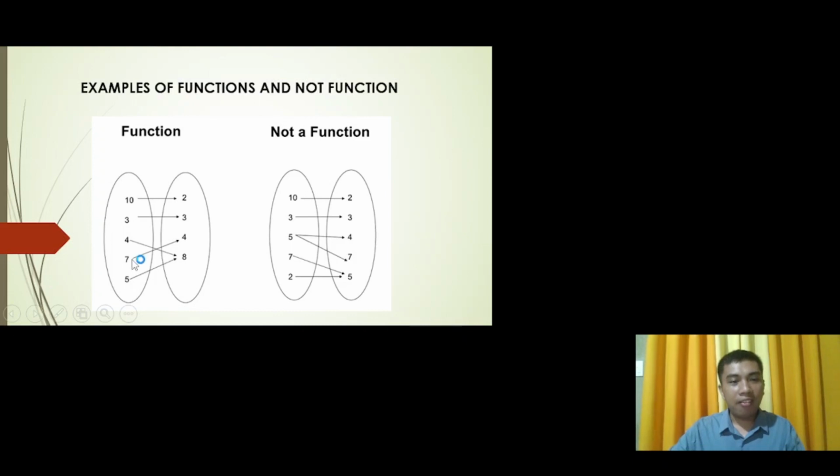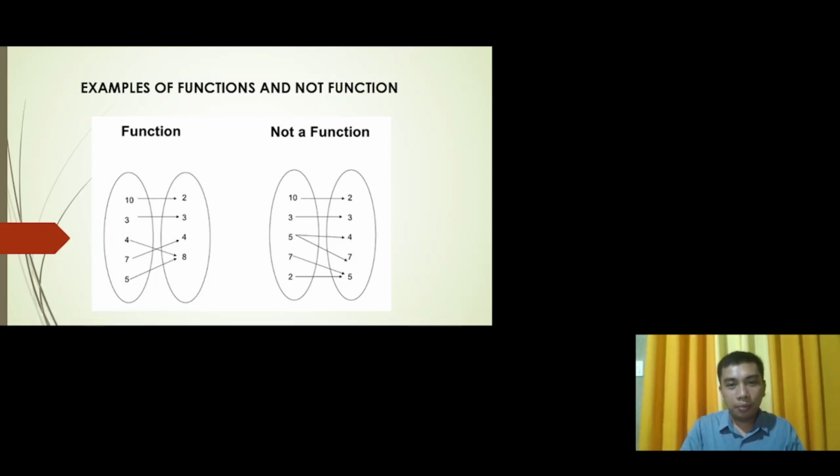There's 5, 7, 4, 3, and 10. And on the other side, we have 8, 4, 3, and 2. This is the set of all x, and in this one, this is the set of all y. Once the x values are repeated, that means it is not a function. And since in this image, it is not being repeated, therefore, it is a function.